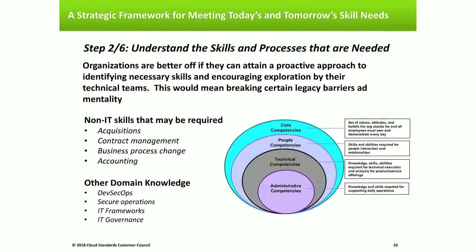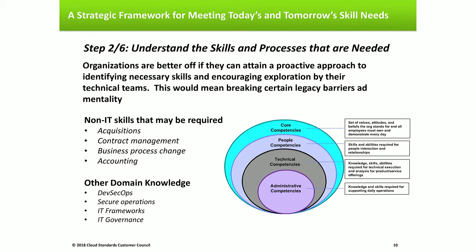Hang on a second. There we go. So, moving onward. The next step is to gain an understanding of what skills you need to make the transformation a success. It's important to understand that this is not an inventory of the skills that you have on hand. It's an inventory of skills that are required. This means taking a proactive approach to identifying necessary skills and encouraging exploration by stakeholder technical teams.